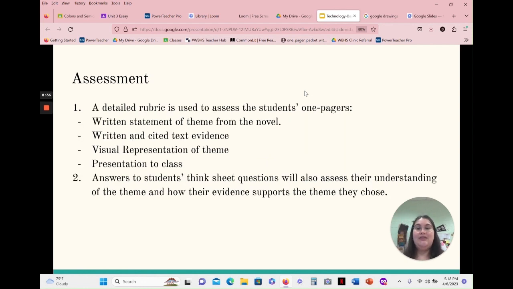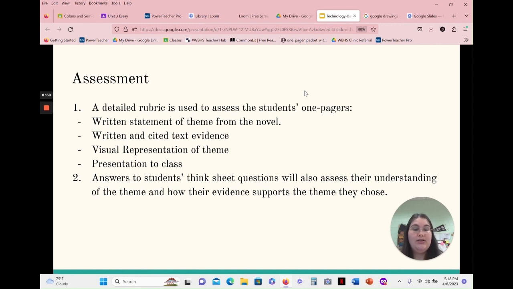Finally, for an assessment, which will be on the next slide, the rubric assesses their written statement of theme from the novel incorporated onto their one-pager, their written and cited text evidence, their visual representation of theme, and the presentation to the class. As part of closure, students' answers on their think sheet questions will also assess their understanding of theme and how their evidence supports the theme they chose.